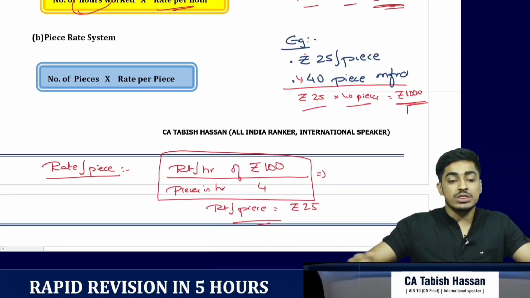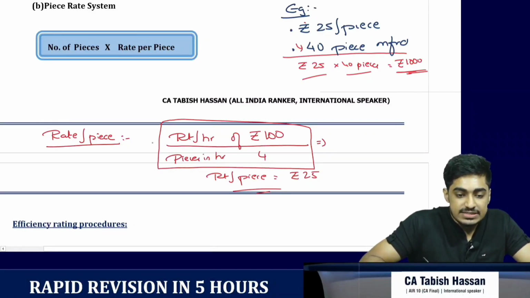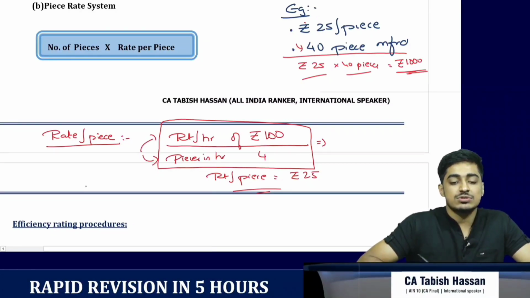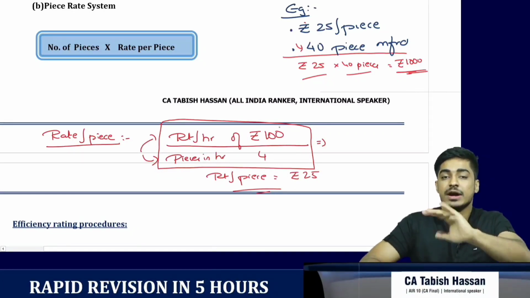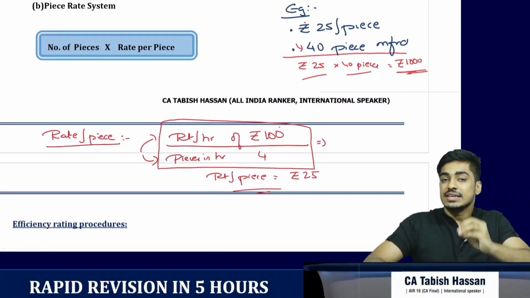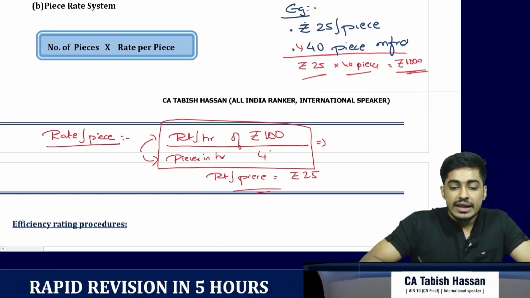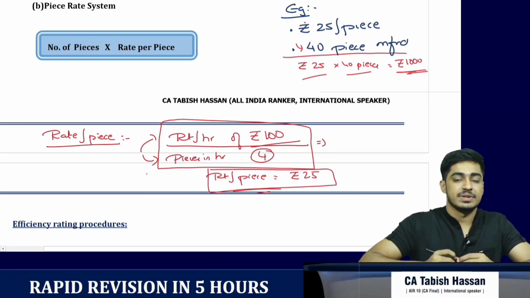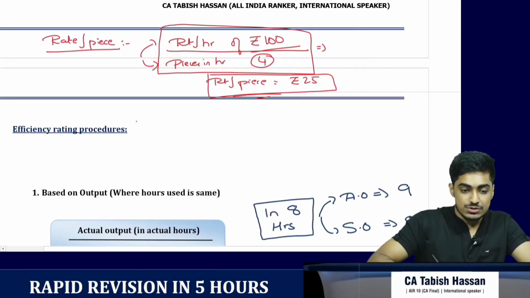Okay. And one more thing, we have to calculate the rate per piece. Question has given us the rate per hour. Question has also given us the pieces we can manufacture in an hour. So for an hour, we are getting a payment of 100 rupees. And in an hour, as a standard, we have to manufacture 4 units. So hourly rate divided by pieces per hour. So 100 divided by 4, we get the rate per piece as rupees 25. Clear with this?